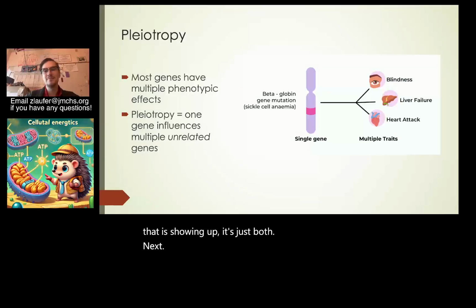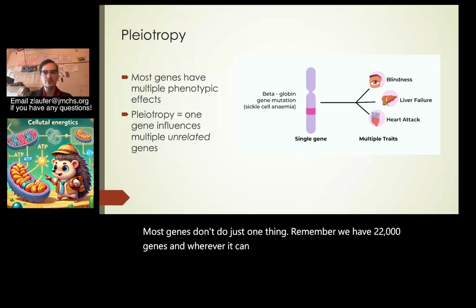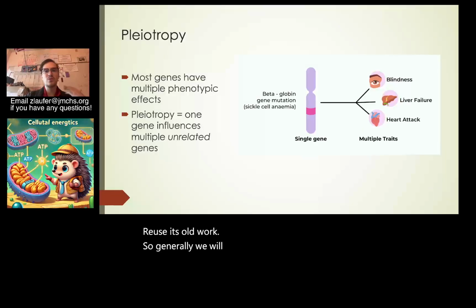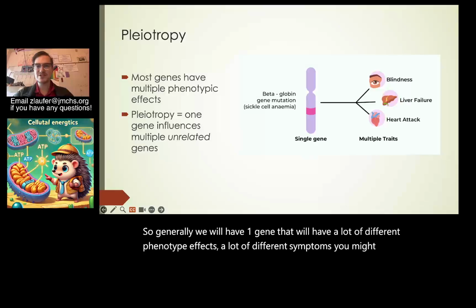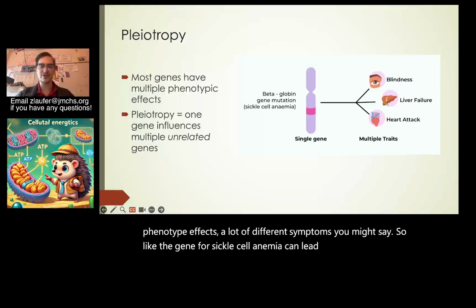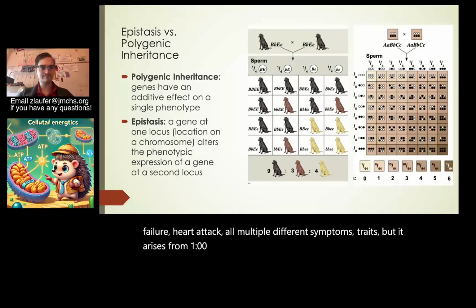Next, pleiotropy. Most genes don't do just one thing. Remember, we have 22,000 genes, and wherever it can, evolution likes to reuse its old work. So generally, we will have one gene that will have a lot of different phenotype effects, a lot of different symptoms, you might say. Like the gene for sickle cell anemia can lead to blindness, liver failure, heart attack, all multiple different symptoms, traits, but it arises from one gene.